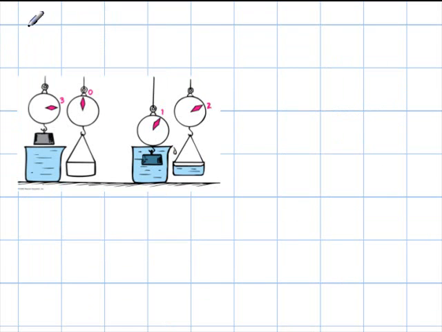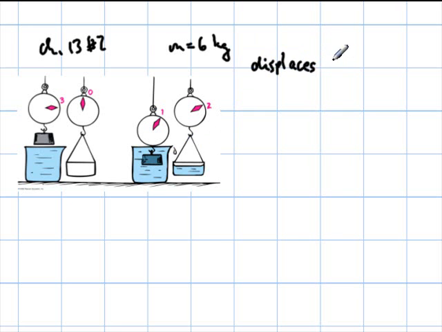So next problem is number 2, chapter 13, number 2, and it says a 6 kilogram piece of metal displaces 1 liter of water when submerged. What is its density? So it has a mass of 6 kilograms, and it displaces, when submerged, 1 liter of water.